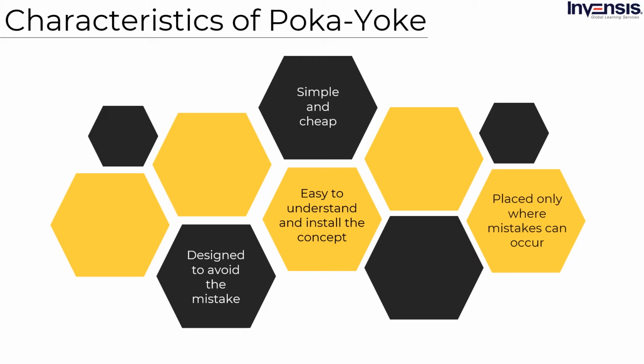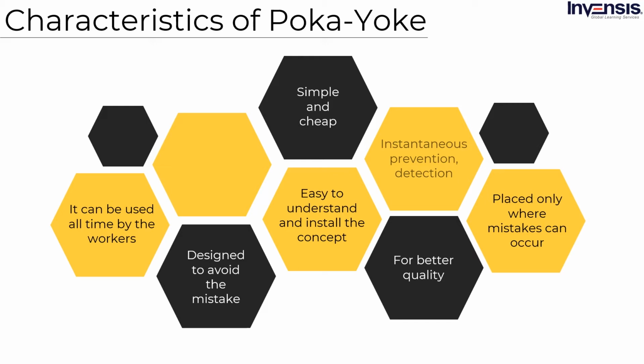The next feature of Poka-Yoke is that it is only placed where the mistake has occurred. It is unnecessary to change the whole system; only replacing the mistaken part brings the desired changes. Next, Poka-Yoke has no time bound. Any operator can use it at any point of the process. Thus, it can be used all the time by the workers. The next feature is better quality. As per the discussion so far, we have understood that Poka-Yoke is used to avoid mistakes. By doing this, the quality of the product is increased effectively.